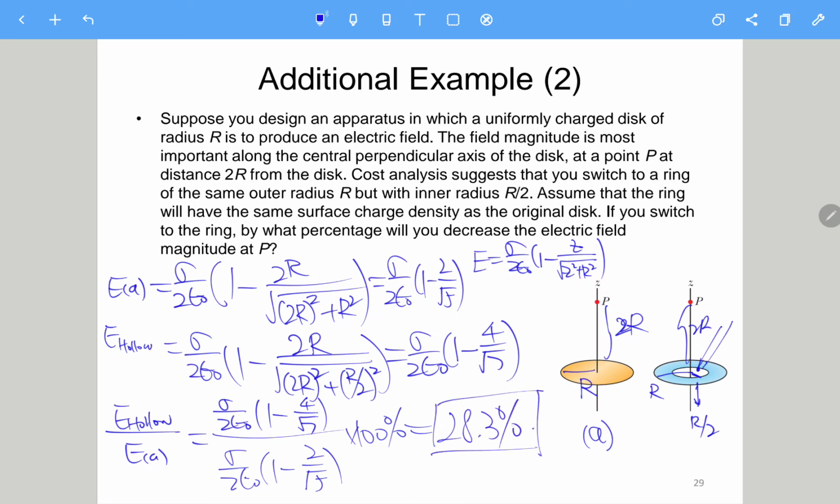Yeah, because the area here is smaller than the outer part. The inner circle only occupies 1/4 of the area. But this part is slightly closer to the point, so the decrease is slightly larger than 1/4.